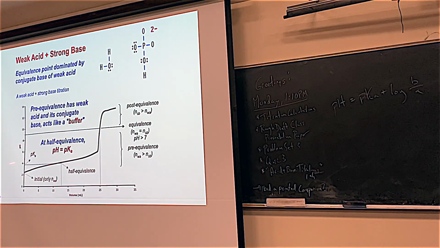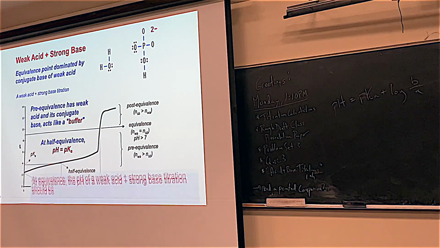The buffer region is big time present in the pre-equivalence region, and that's why we've waited here to talk about these. That buffer region, it resists changes in pH, so it's usually very, very calm. The slope is constant, if you want to think about it mathematically. And we'll talk about that here in a little bit.